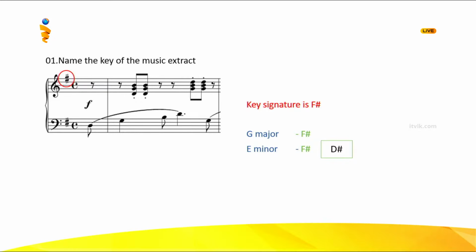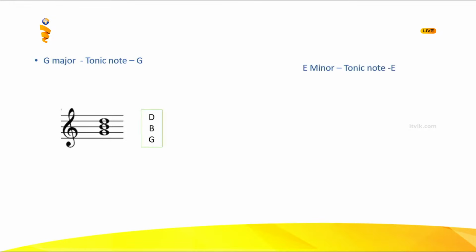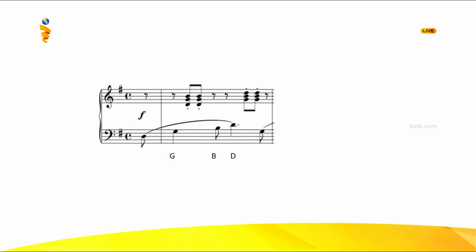The second step is finding the tonic triad notes, because the first bar contains the tonic triad notes of the correct key. If the key is G major, the tonic note is G, and the tonic triad notes are G, B, D. If it is E minor, the tonic note is E, and the tonic triad notes are E, G, B. Okay, let's move on to the music extract. Here the notes are G, B, D. These are the tonic triad notes of G major. So the answer is G major.